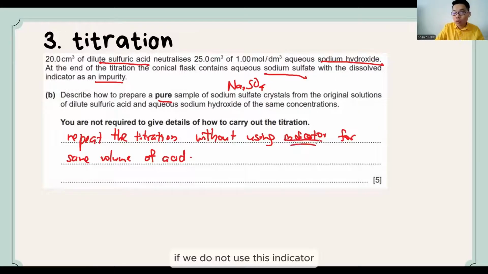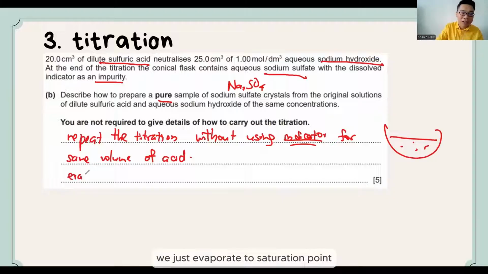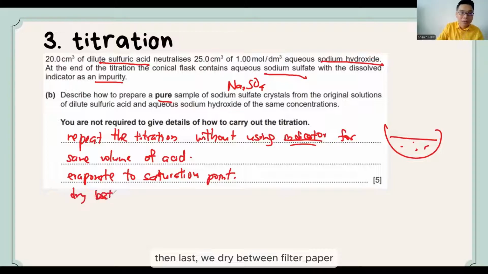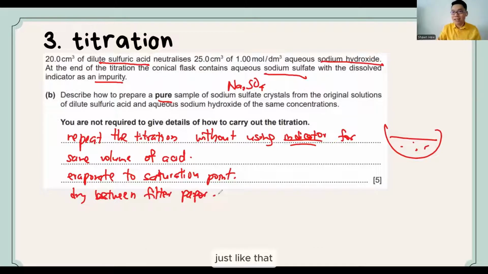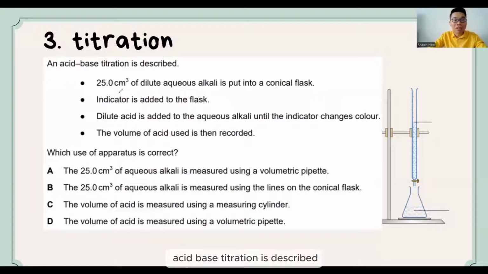If we do not use the indicator, we remove the impurities caused by the indicator. We use the same amount of acid, then acid and base will just nicely neutralize each other. We will get our salt with water. We just evaporate to saturation point. Then lastly we dry between filter paper. Just like that.